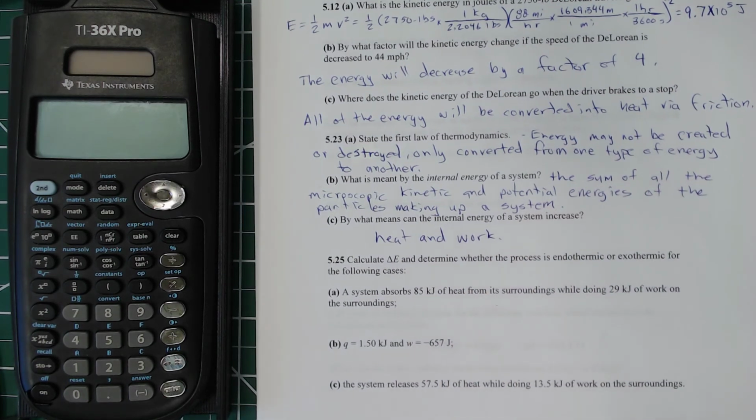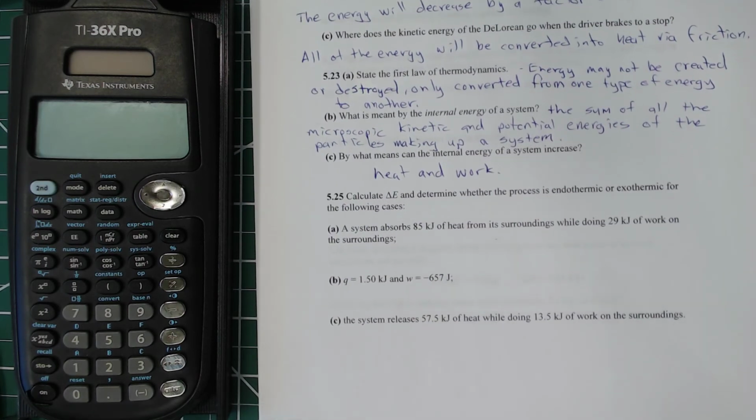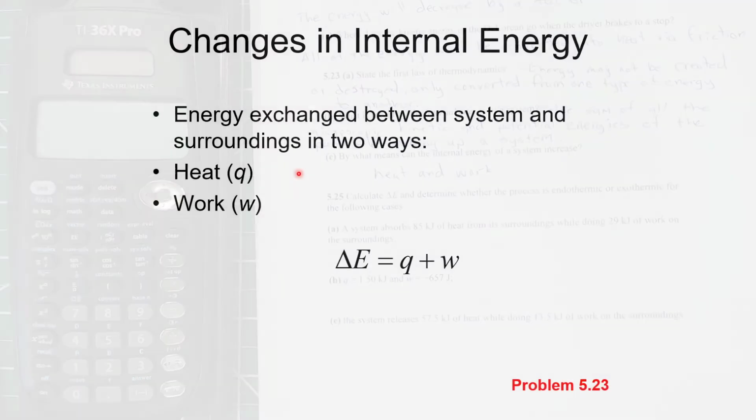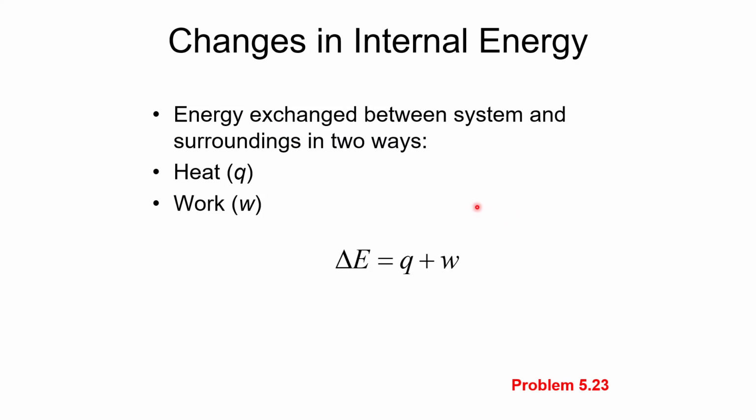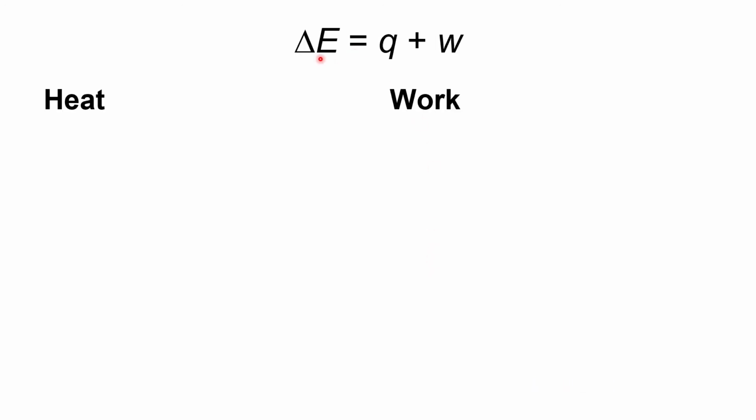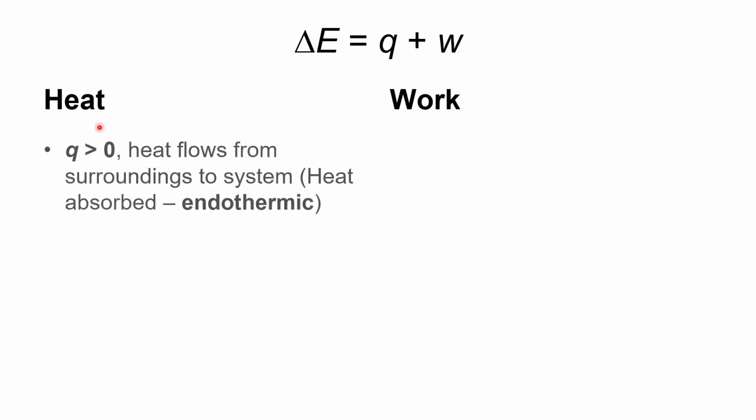All right, so before we're ready to answer number 25 and do a little bit of calculations with this, we're going to go back and we need to look at Q and W in terms of what it means when they're positive and negative, and that's what I've got here on the next page. So we know that delta E is equal to Q plus W, and so Q is the heat. And when Q is positive, that means heat flows from our surroundings into our system. The word that we use for that, since heat is absorbed, is endothermic. Heat flows in. So endothermic, heat flows in.